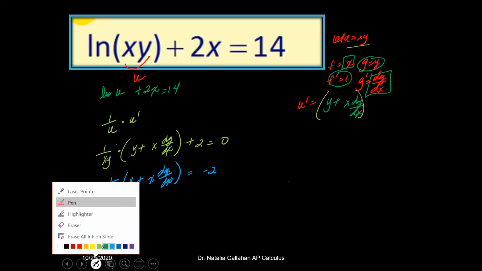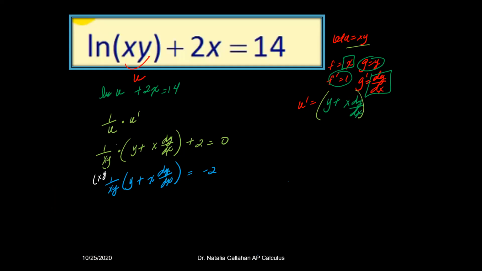Now to get rid of that, I'm going to multiply by xy on both sides. The reason why we don't want to do it the other way is because if I were to multiply by xy there, I would have to distribute the 2, and that would have been a little bit more frustrating. So then this part cancels. You have y plus x dy over dx equals -2xy.